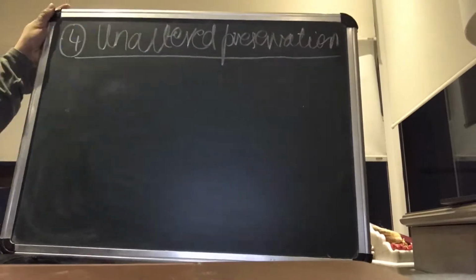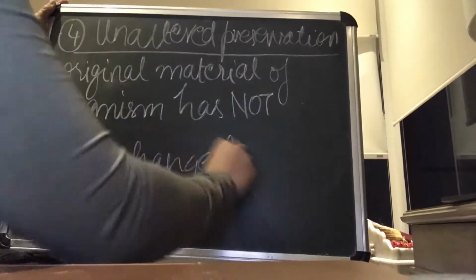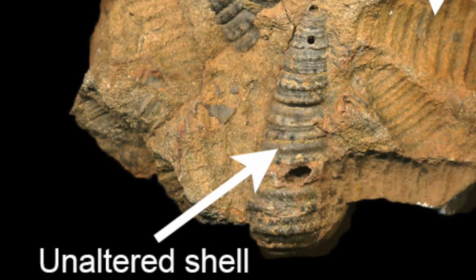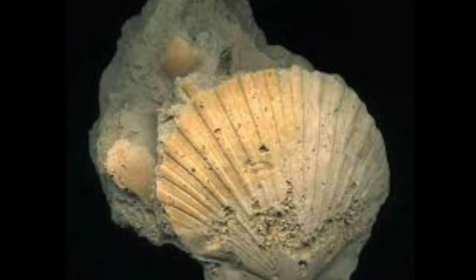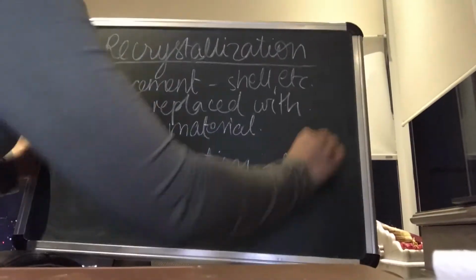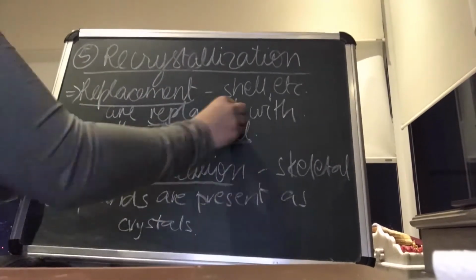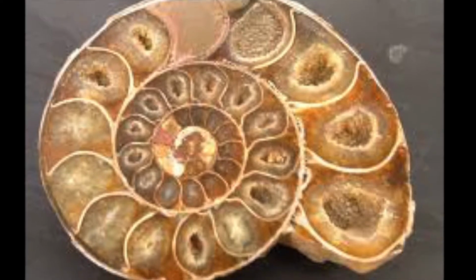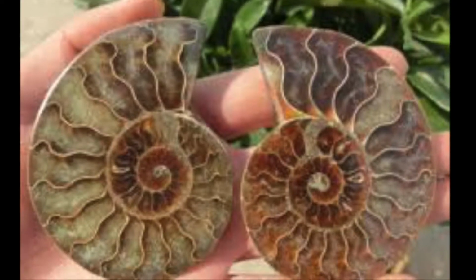In unaltered preservation, the original material of the organism has not been changed to another substance. It's very rare and typically found in very recent fossils. Replacement or recrystallization occurs when the shell, bone, or other tissue is replaced with another mineral. A shell is said to be recrystallized when the original skeletal compounds are still present but in a different crystal form.